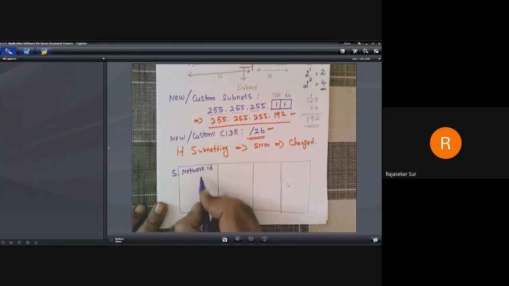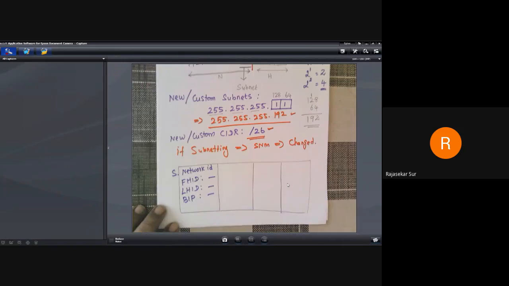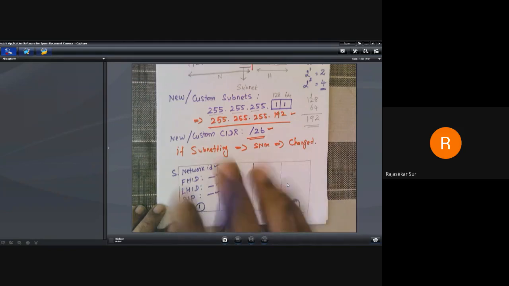Then, in this subnet, what is the first host ID? Then, what is the last host ID here? Then, what is the broadcast IP address here? We have to find it. So, for the first subnet, you have to find what is the subnet ID, what is the first host ID, what is the last host ID, what is the broadcast IP address. Then, for the second subnet also, we have to find it. For the third subnet also, the same. For the fourth subnet also, the same. So, this is going to be your subnetting problem.